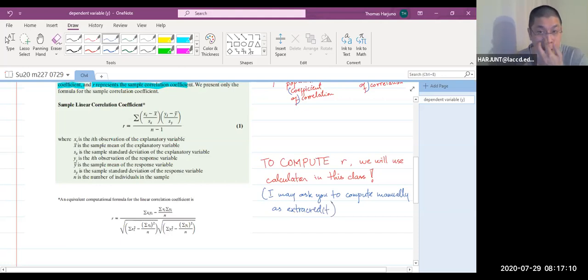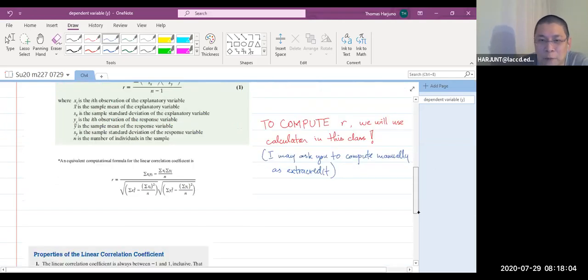Because my concern is what happens if later on you go to a higher level and need to do multiple linear regression. They call that not simple linear regression anymore. It depends on more than one independent variable. Anyway, we will compute R by calculator first, and then I will teach you how to compute that manually. But the formula provided here is unbelievably hard. They call it the computation formula, but it is very hard to use.